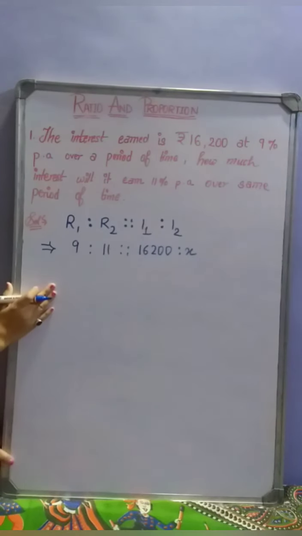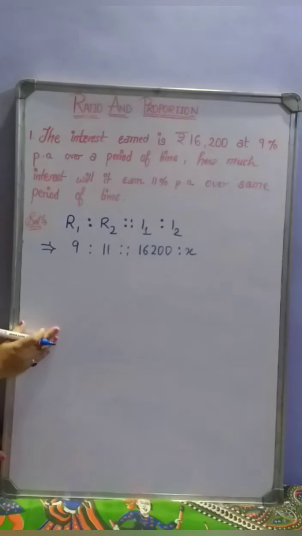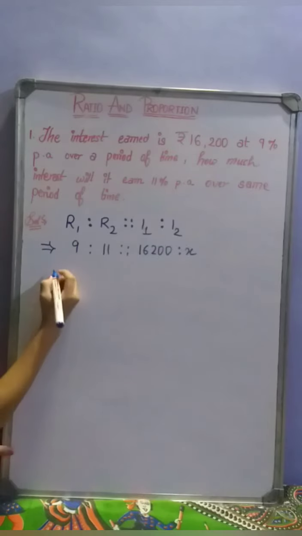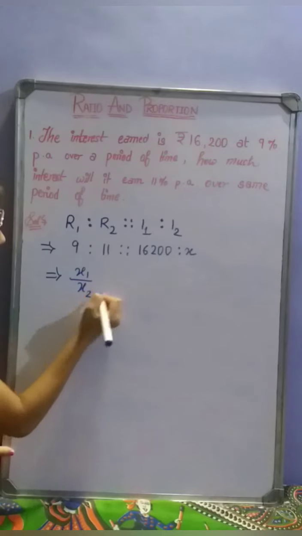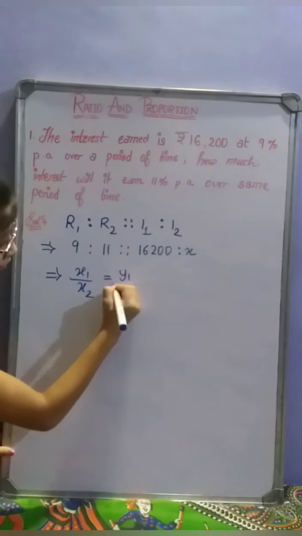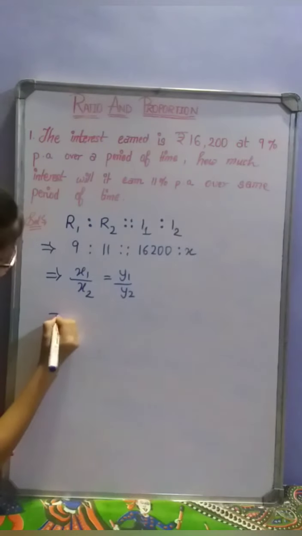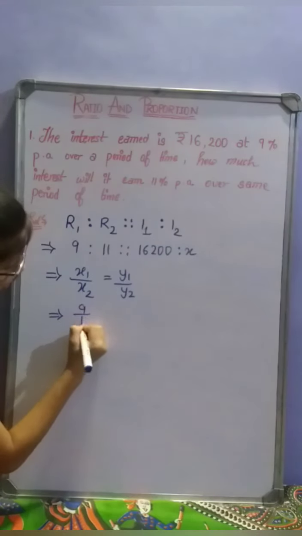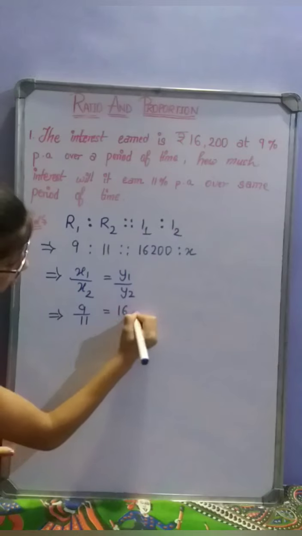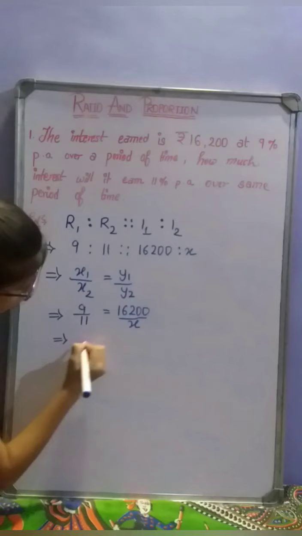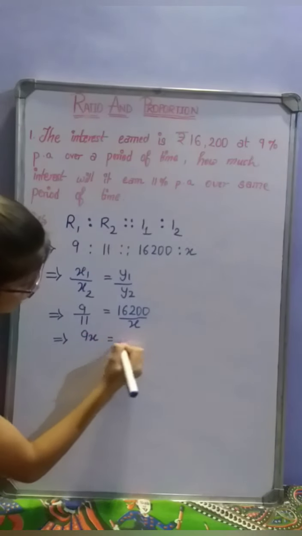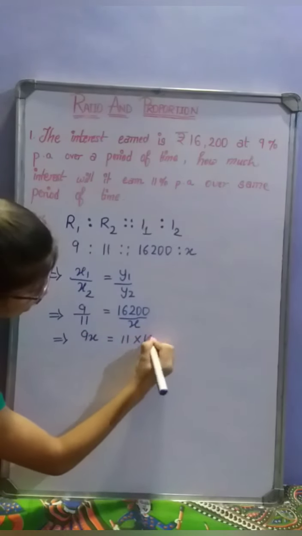As we know, for 9% per annum, the interest is 16,200. So for 11% per annum, the interest will also be more. So it's a direct proportion. The formula for direct proportion is x1 by x2 equals y1 by y2. So here we write 9 by 11 equals 16,200 by x. Once we do cross multiplication, we get 9x equals 11 into 16,200.